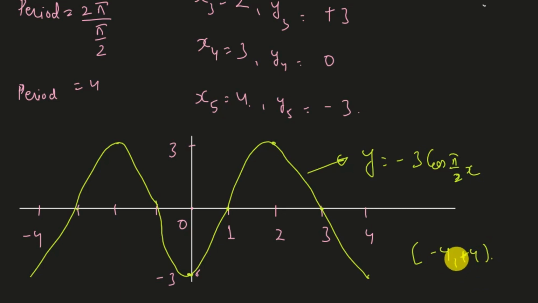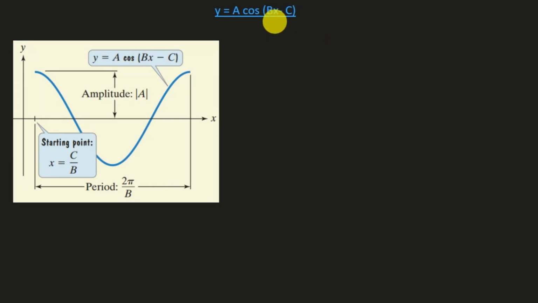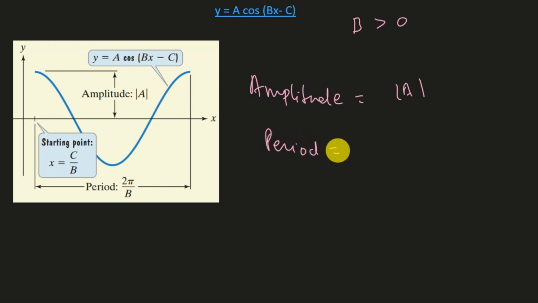Now let's see one more variation for cosine x. Now another variation we have y equals a cosine (bx minus c). Here b is greater than 0. Now this is similar to the variation that we discussed for the sine curve, right? And there we discussed that the amplitude would be mod A, and the period would be 2 pi by B, right?